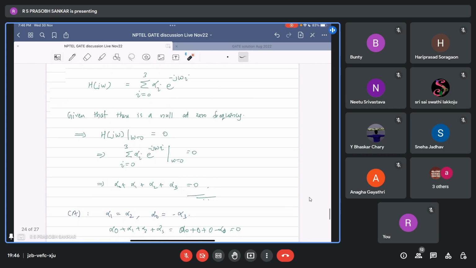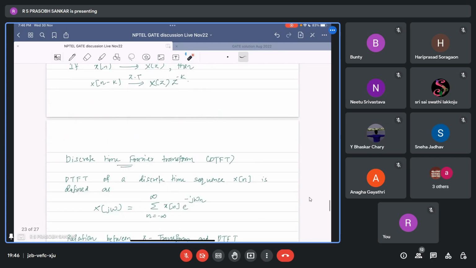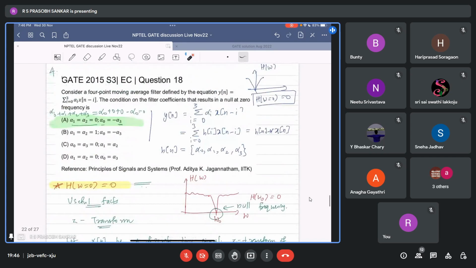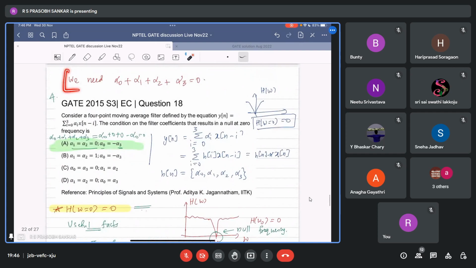So we found out that we need to have alpha naught plus alpha 1 plus alpha 2 plus alpha 3 to be 0. In the question, there are four options. We need to pick the right option so that this condition is satisfied. It just happened to be the first option, but for the sake of completeness, if alpha 1 and alpha 2 are 1, this will not be 0. Similarly, it's easy to verify that for the other cases also, this will not be 0. So option A is the correct answer. Is that okay?